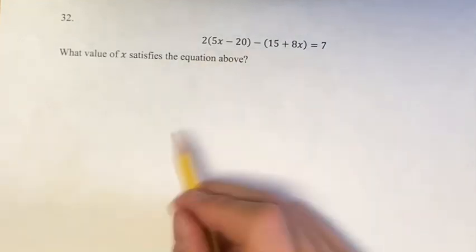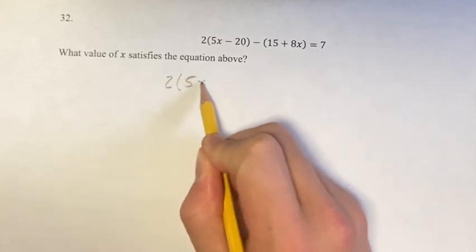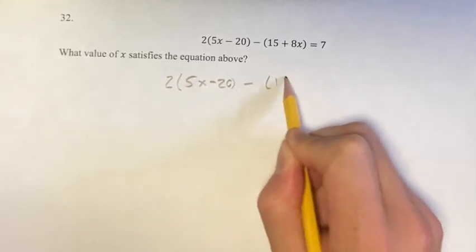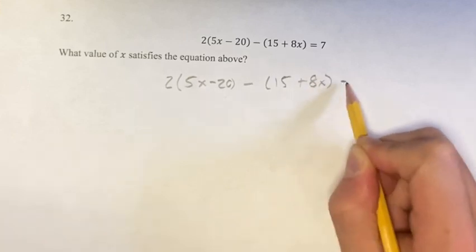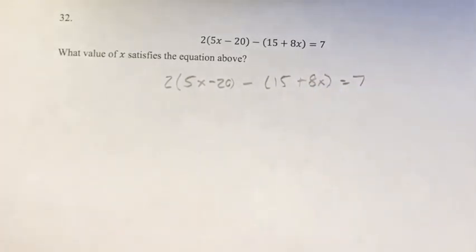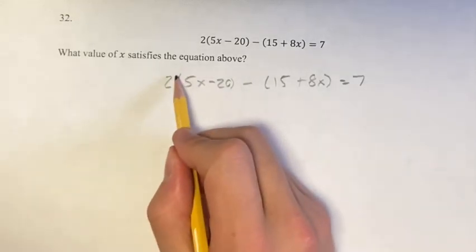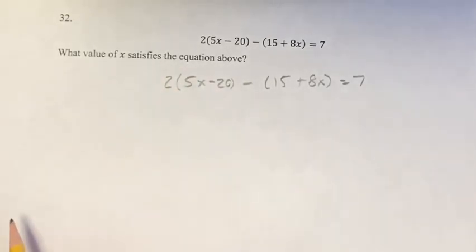In this problem, we're given the equation 2 times (5x minus 20) minus (15 plus 8x) is equal to 7, and we're asked which value of x satisfies this equation. So the first thing we want to do is get rid of these parentheses.